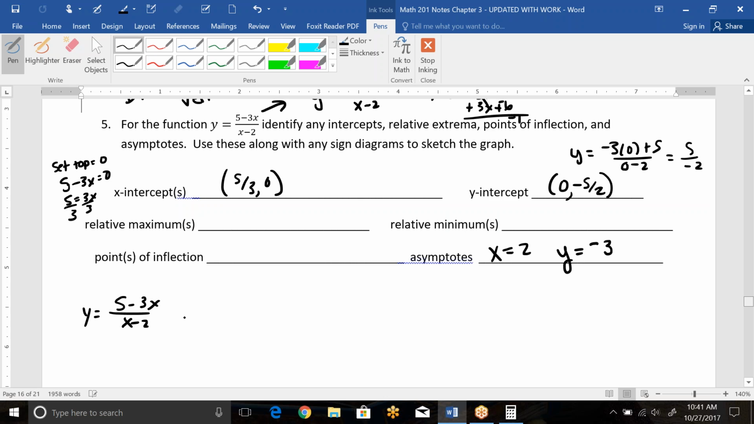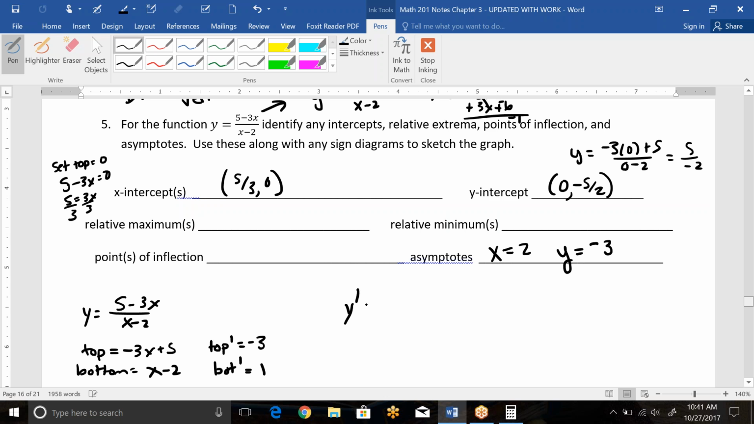And because there's both x's on top and bottom, we do need to treat this as a quotient rule. So the top is 5 minus 3x, or -3x plus 5 if you want to write it the way we did a minute ago. So top prime would just be -3. The bottom is x minus 2, so bottom prime is just 1.